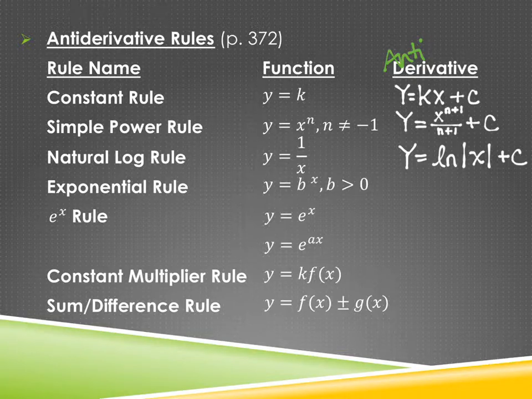Okay, b to the x rule. So what was the derivative of b to the x? Right, b to the x times the natural log of b. So what's the opposite of times? Division. So this one's going to be b to the x divided by the natural log of b plus c.